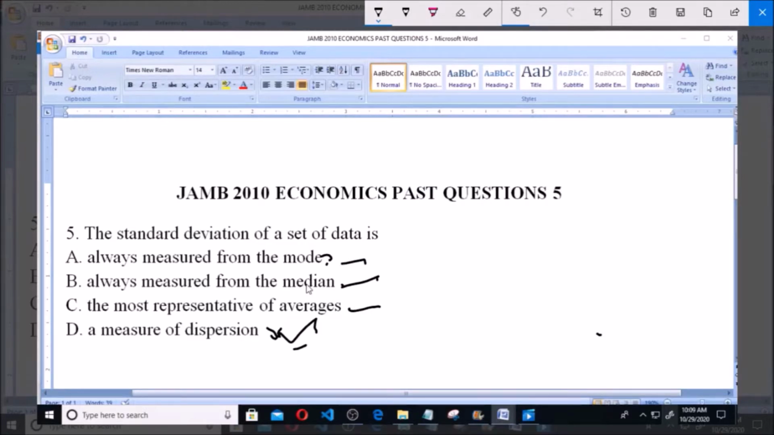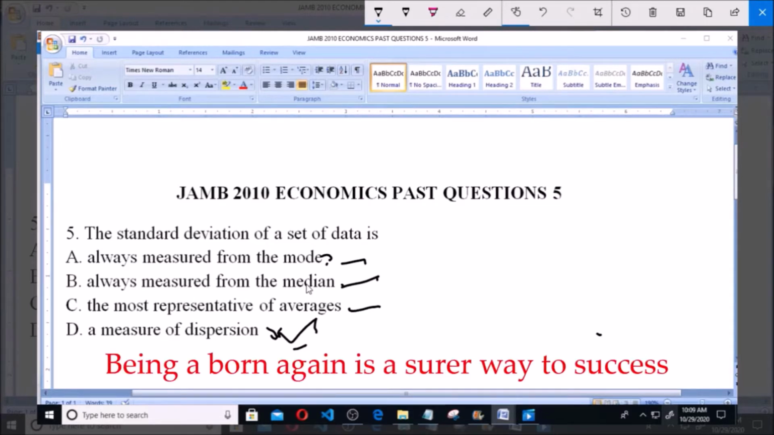It is the degree of spread of the numerical values in a distribution. It measures the variation that occurs in a given set of data. Examples of measures of dispersion include the range, the quartile, the mean deviation, the variance, and the standard deviation. So on this basis, option D, a measure of dispersion, is the correct answer.